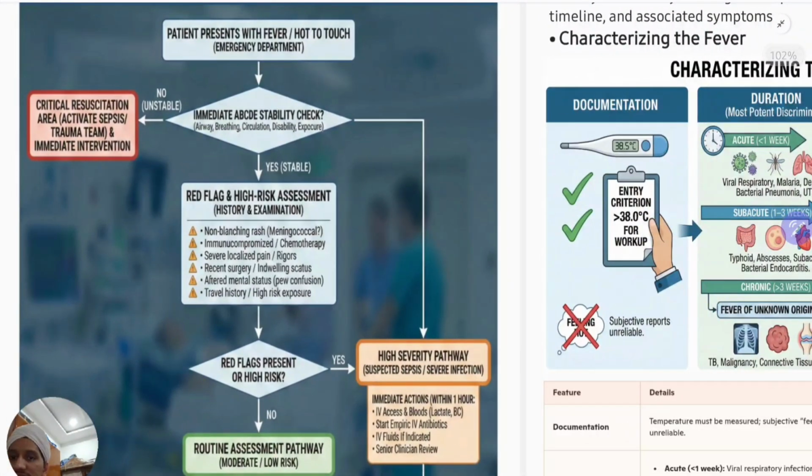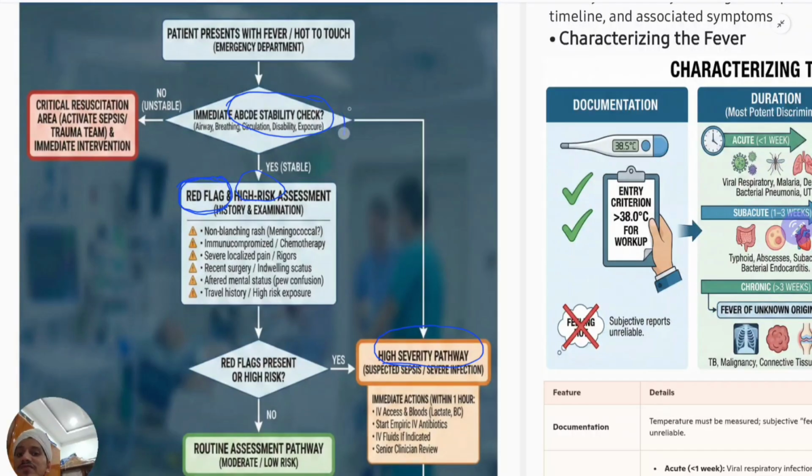What is this thing? I will say. We should assess the stability of the patient first, whether the patient is stable. Number one thing. Number two thing, we should assess the red flags, whether the patient who is having fever has red flags or whether he is in high risk. What that is we'll discuss. And then third thing is severity, whether the patient has severe infection.